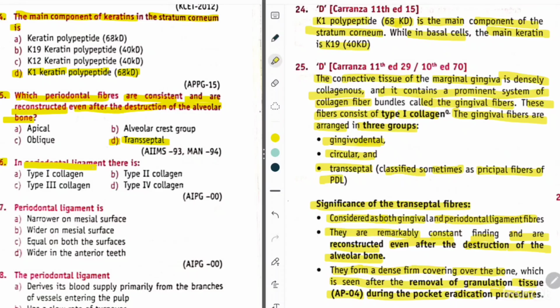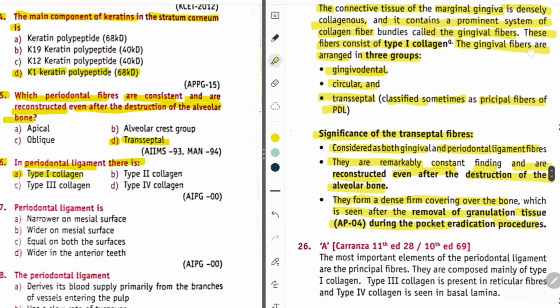Now question 26. In periodontal ligament there is option A type 1 collagen, option B type 2 collagen, option C type 3 collagen or option D type 4 collagen. So the answer is option A, type 1 collagen.